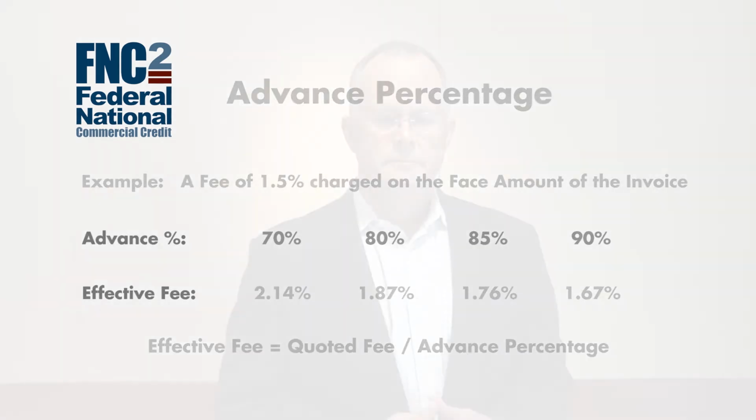Simple algebra. In conclusion, when fees are charged on the face amount of the receivable, you need to compute an effective rate to be able to compare different proposals if the advance percentages in those proposals are different from one provider to the next. Compute that effective rate yourself. Don't just ask the factor or the asset-based lender.